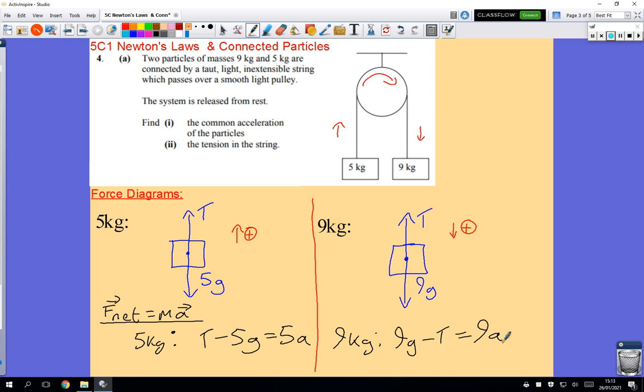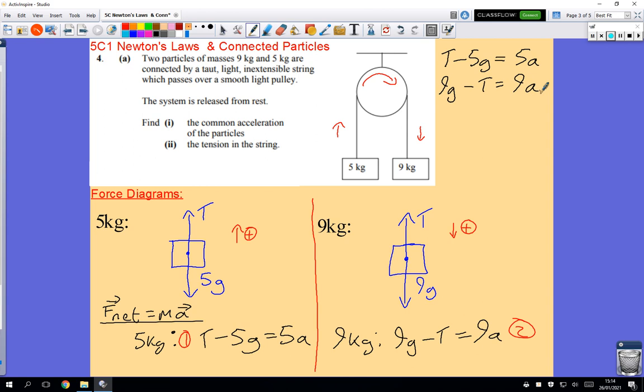So what we have here is two equations. You can call that one equation 1 maybe, and call this one equation 2. And we need to solve that system, which you've hopefully looked at lots and lots of times. So let me finish this off up in this area. I'm going to take equation 1, which says T subtract 5g is equal to 5a. And I'm going to take equation 2, which says 9g subtract T is equal to 9a.